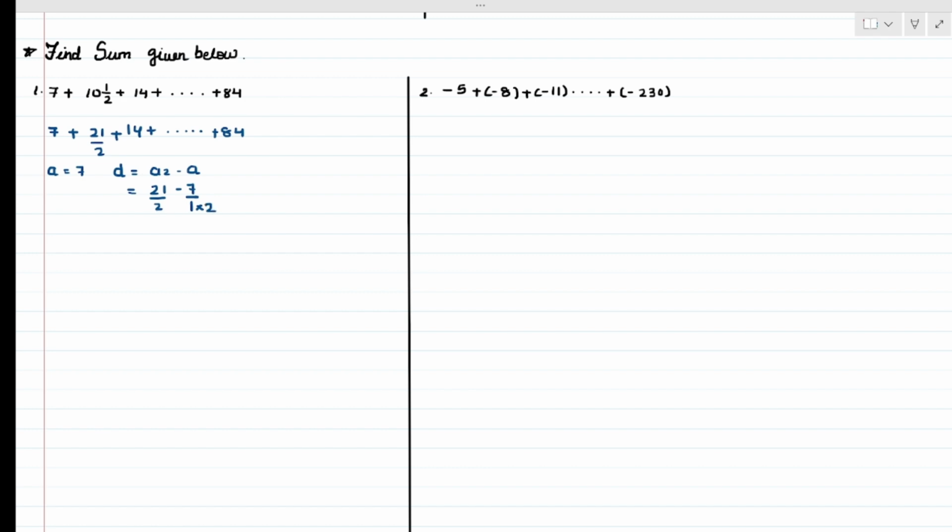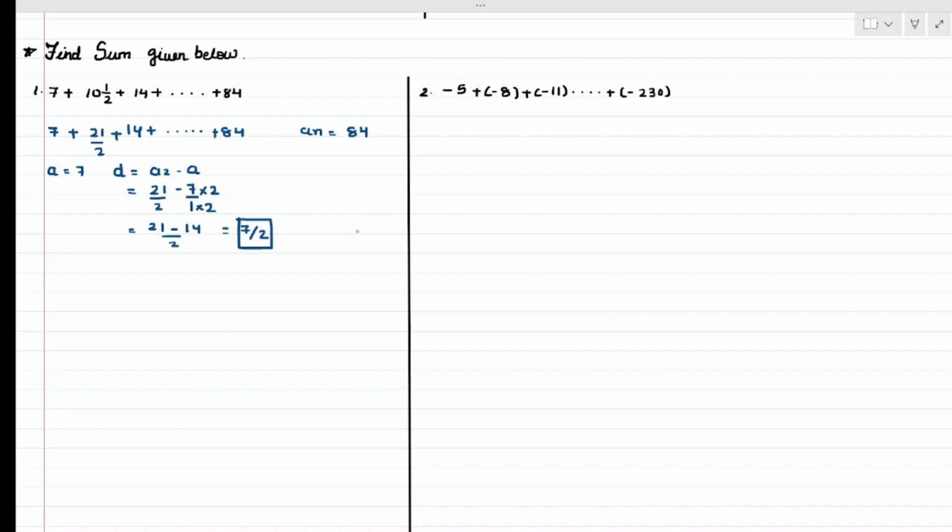So I need to convert this 1 into 2. Multiplying the denominator with 2, I need to do the same thing for the numerator. That means it gives me 21 minus 7 2s are 14 upon 2. That means 21 minus 14 gives me 7. So my answer becomes 7 upon 2. This becomes my D, 7 upon 2. And this is my AN. My last term, my L, is already given over here as AN. So my AN is 84.